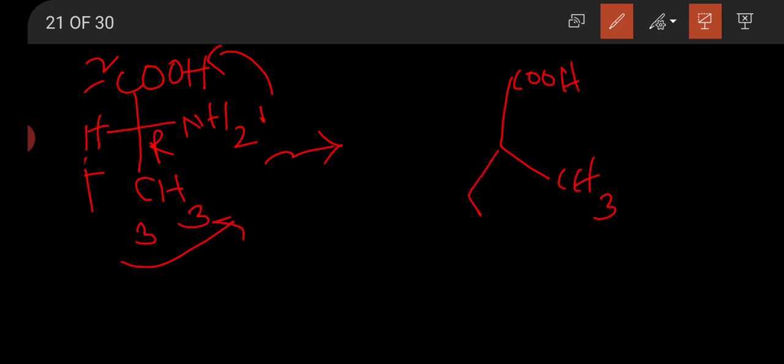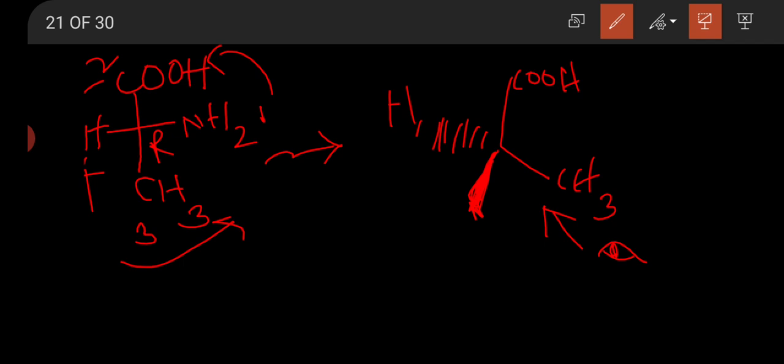Therefore NH2 is above the plane and H is below the plane. Okay, let's see the configuration by seeing from this side. The observer is seeing from this side.